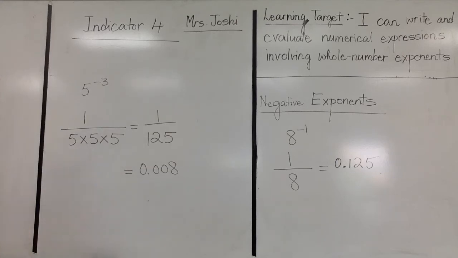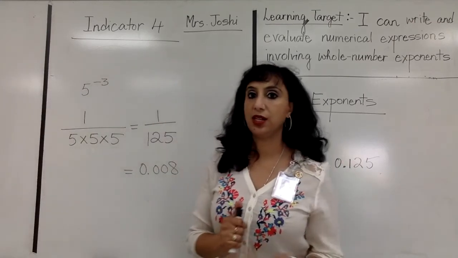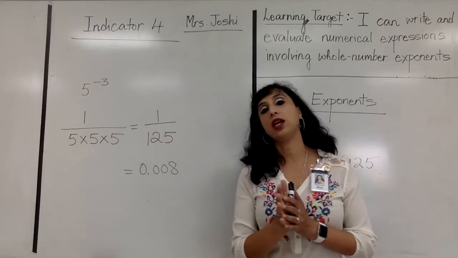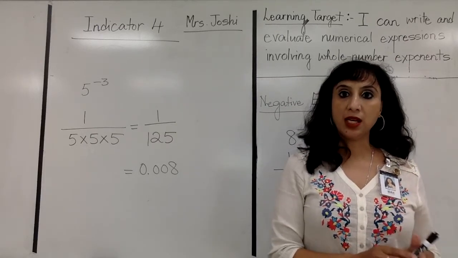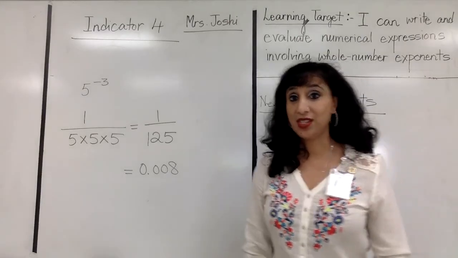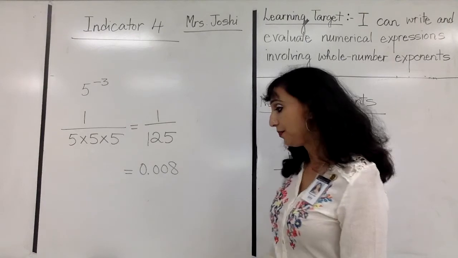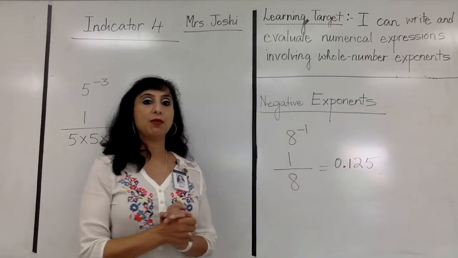Okay, so I just wanted to show this to you as to what happens when there's a negative exponent. There's no reason to say, oh gosh, what is that? All that happens is that the base becomes the denominator and you write 1 on the top. Okay, so this is just an extra thing that I pushed out at you. So anyway, exponents, that's what indicator 4 is.